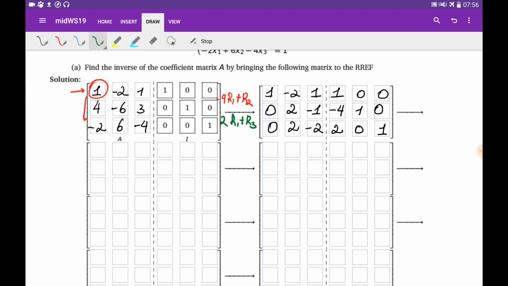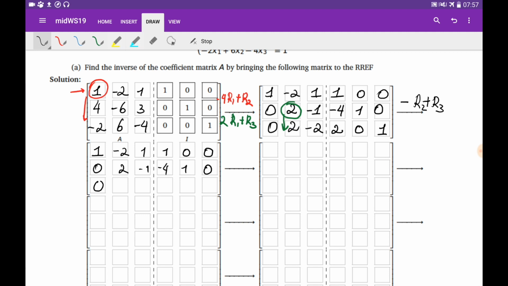Now we need to go to the second row and choose the first non-zero element and eliminate all the entries below this. In order to do this, we multiply the second row by minus 1 and add this to the third one. Please note that all the other rows are going to be unchanged. 0, 2, minus 1, minus 4, 1, 0. Now we multiply the second row by minus 1 and add this to the last one.